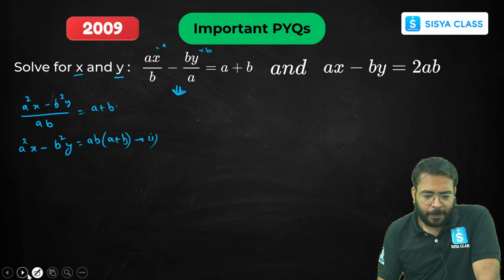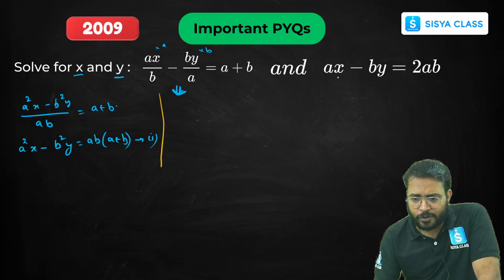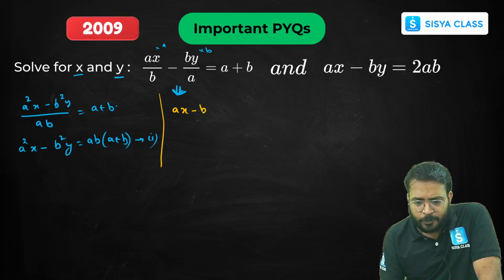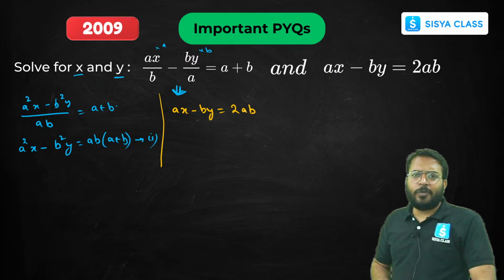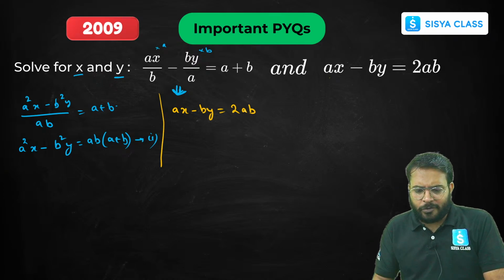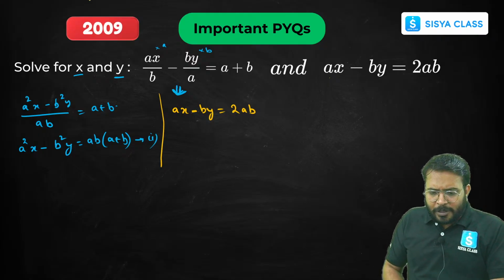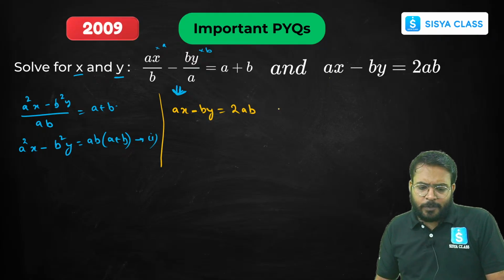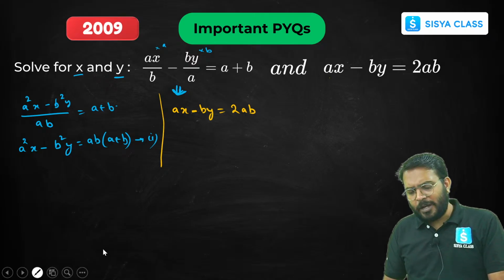Now my second equation is nothing but ax minus by is equal to 2ab. Here I want to eliminate one of the variables. You can use your substitution method also, but here I want to use my elimination method. Which variable should I eliminate? Sir, eliminate variable y. Sir, why can't we eliminate x also? Yes, you can eliminate x also.